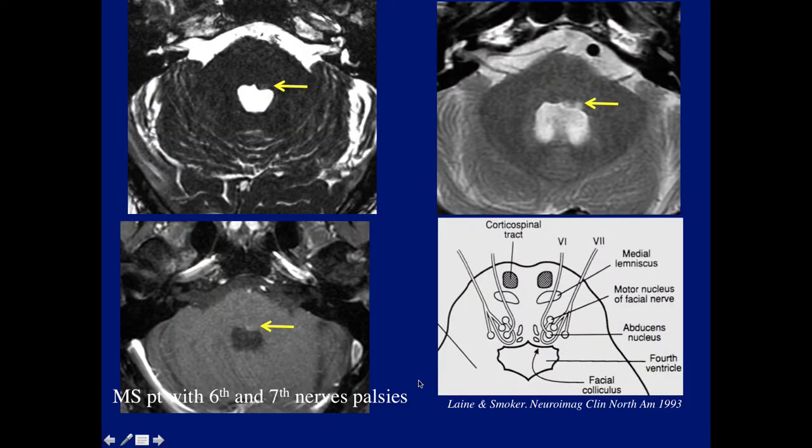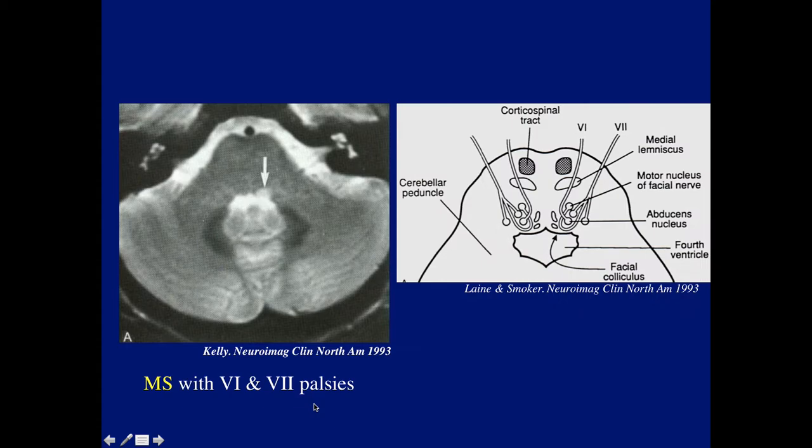Sometimes because of the proximity of the nuclei, you'll have patients with both nerves involved. Like this patient has an enlarged colliculus, abnormal signal. Patient was MS with both the sixth and seventh nerve palsies. Here's another patient from the literature, again MS, showing both sixth and seventh nerve palsies, again because of the proximity here.